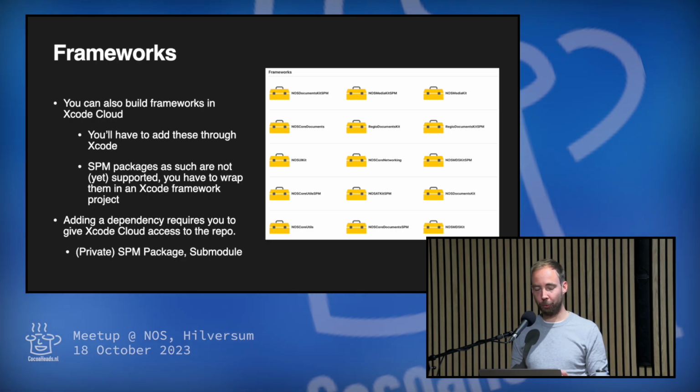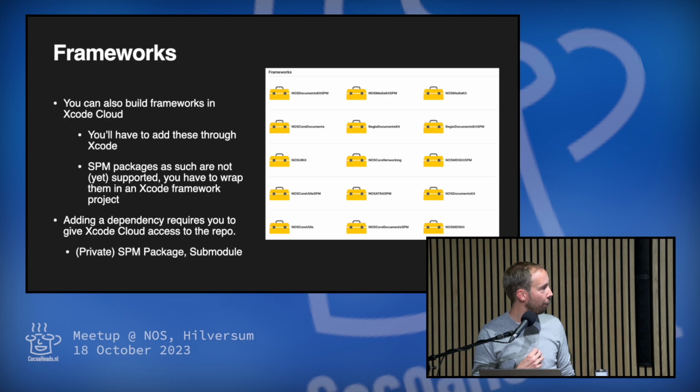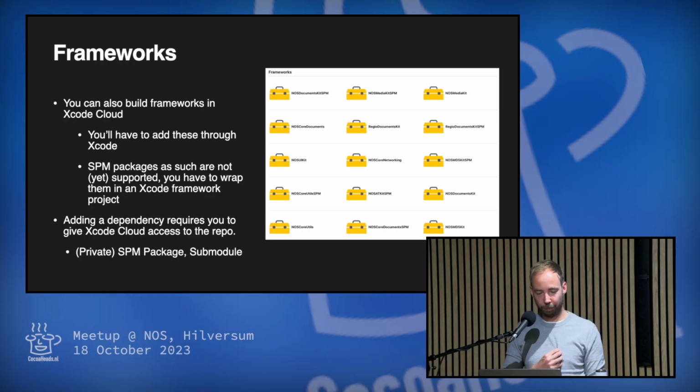One is about frameworks. You can build frameworks here. Here's an overview of all the frameworks we have in our apps. And you can just add these in a similar way as you would do with an app. The only thing that's still missing is SPM packages as such. So if you only have an SPM package and you want to bring that to Xcode Cloud, it won't work. Not sure why, because Bitrise, for example, does support that already. But you have to wrap it into a project and then commit that project to Xcode Cloud, and then it will work.